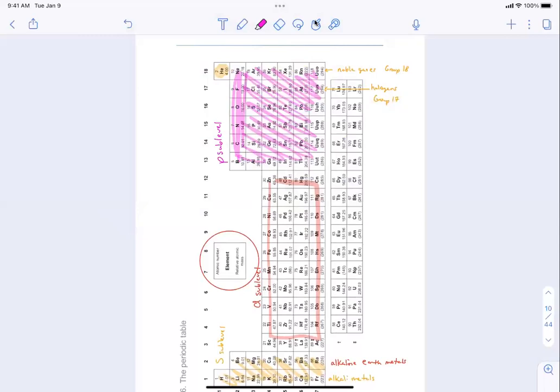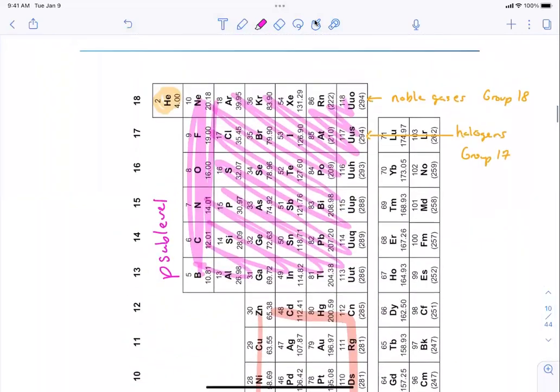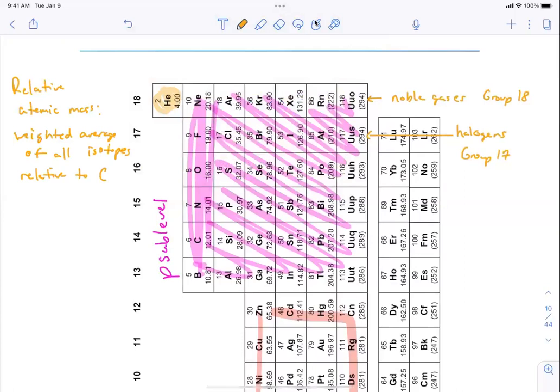So that's another little trick to use from the data booklet. Now, one more thing on this before we move on. Relative atomic mass, that's given to you on here, is the weighted average of all isotopes relative to carbon-12. Okay.